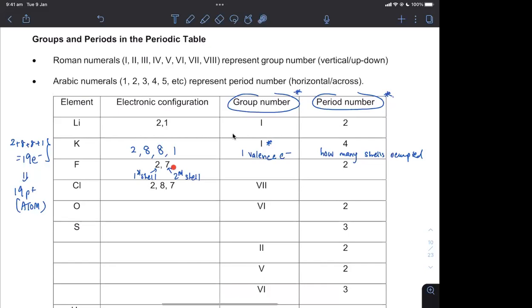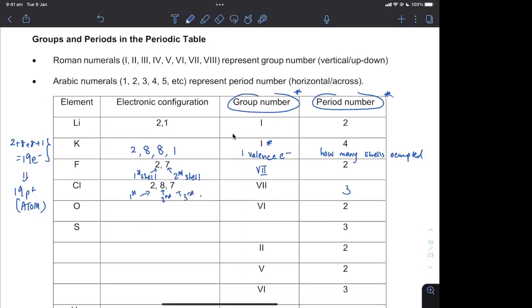So yeah, this is group 7, so this is VII. And then it occupies the first shell and the second shell, so it occupies up to the second shell like that. Well, there was that one there. The chlorine is not actually second shell. Chlorine will be third shell because first shell, second shell, and then the third shell there.